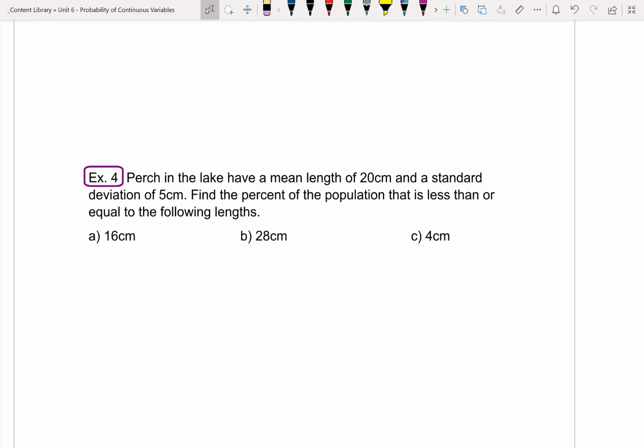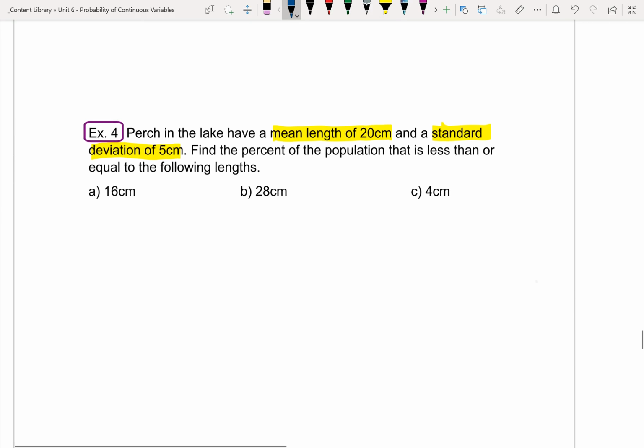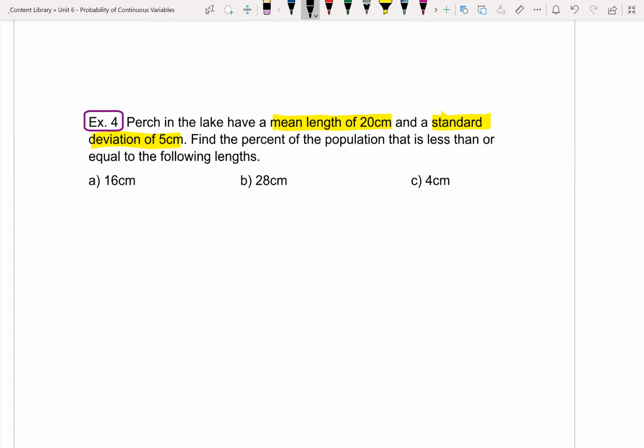Example 4, perch in the lake have a mean length of 20 centimeters and a standard deviation of 5 centimeters. Find the percent of the population that is less than or equal to the following lengths. So again, because we're looking for less than or equal to, we can use our z-scores to find that probability underneath the curve.